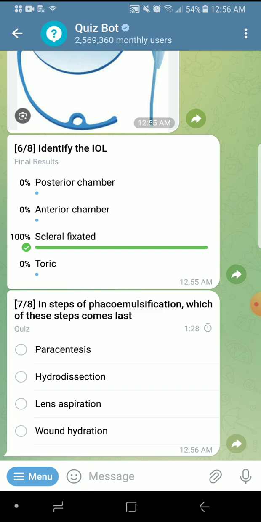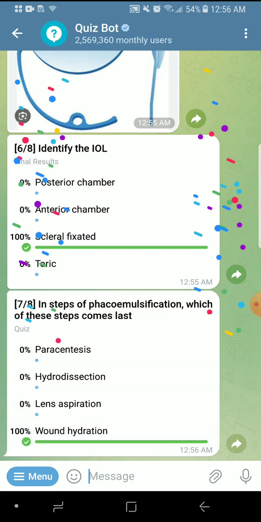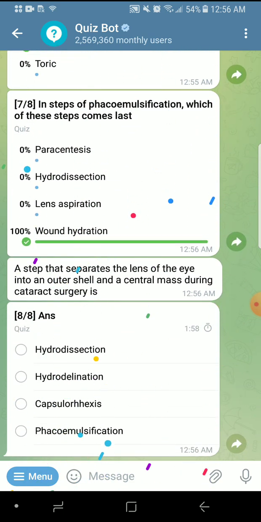Then phacoemulsification is done by, I told you, piezoelectric crystals. Lens is aspirated, cortex and nucleus both are aspirated with the help of the phaco probe. Then you put viscoelastic, you do intraocular lens implantation, you take out the viscoelastic, then hydrate the wounds. That is the last. So which of the following is the last is of course hydration of the wounds. You don't suture in phacoemulsification because the size is very small. The phaco probe size is 2.75 to 3.2, that is the size. Now minimum invasive cataract surgery can be done by a 1.8 millimeter phaco probe.